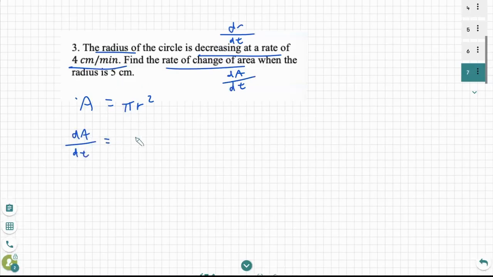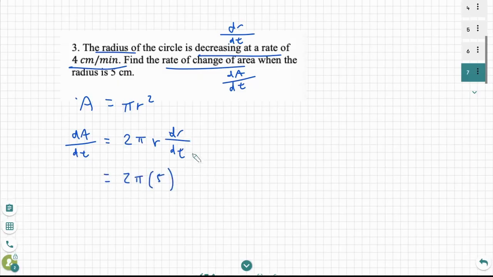So it's dA/dt equals 2r times dr/dt. What else is there? Whoa, 2 pi r. Yeah, pi is a coefficient. It's a number, so the 2 stays. 2 pi r times dr/dt. Okay. And that means the rate of change of area. So you just plug in 5 for r now, which is 10 pi.